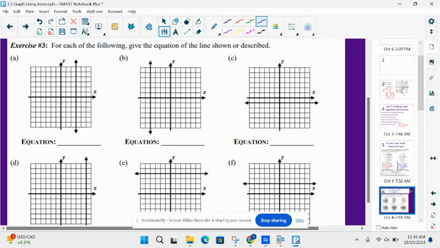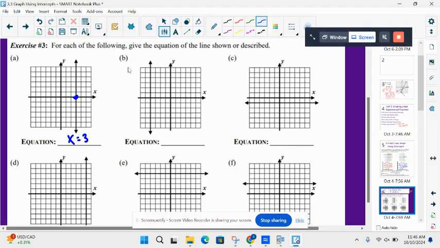So for A, it crosses through the x-axis at 1, 2, 3. So the equation would be x equals 3. For B, it crosses through the x-axis at 1, 2, 3, -4. So the equation would be x equals -4. For C, the line crosses through the y-axis at -1. So the equation would be y equals -1. See how easy these are?